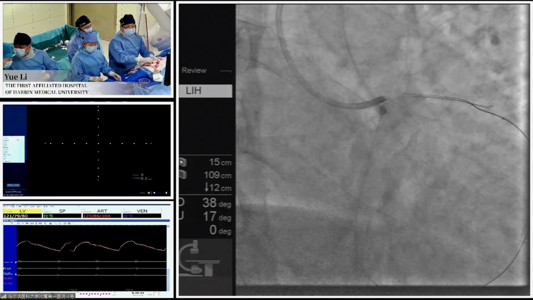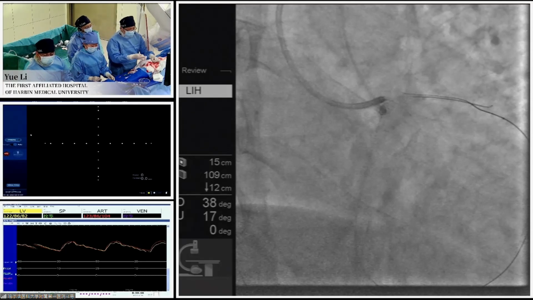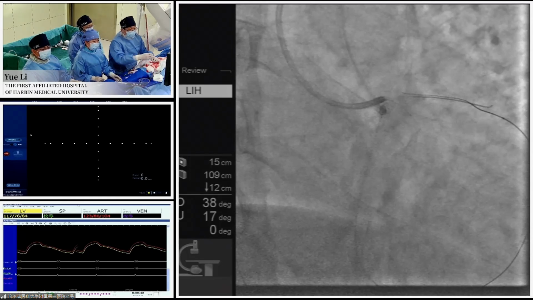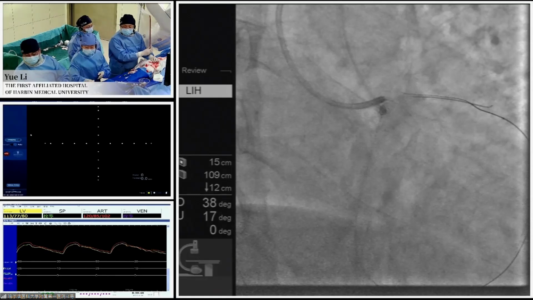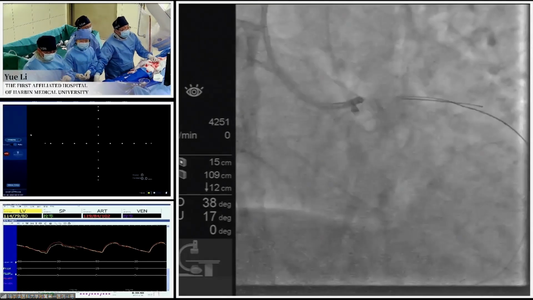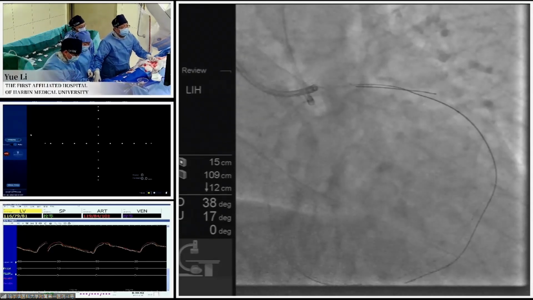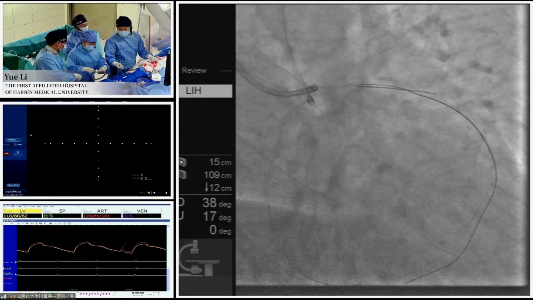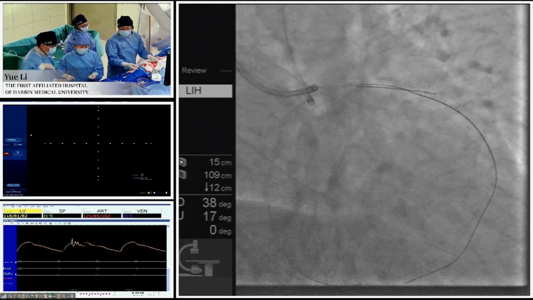So in order to safely advance the Godzilla, in most conditions I suggest using a balloon to anchor the wire. In this case, I think the wire from the antegrade in the big side branch is quite a protection to the big branch.